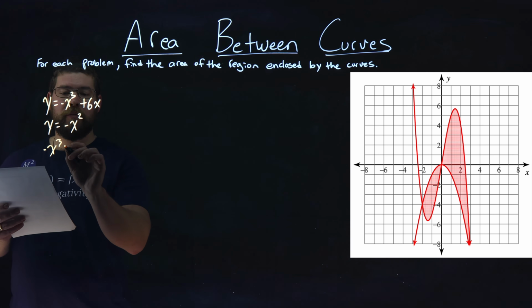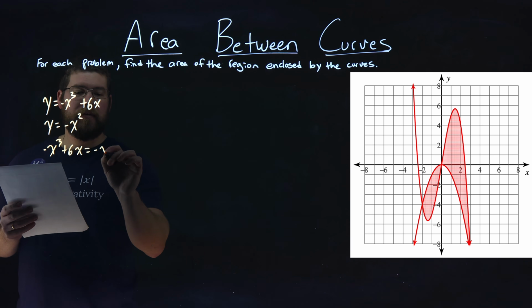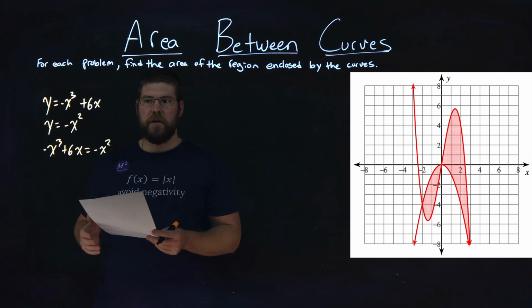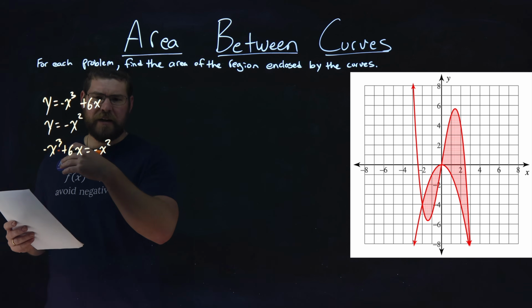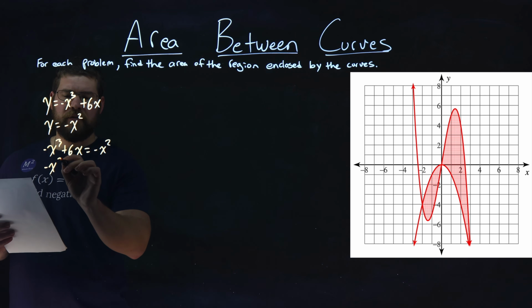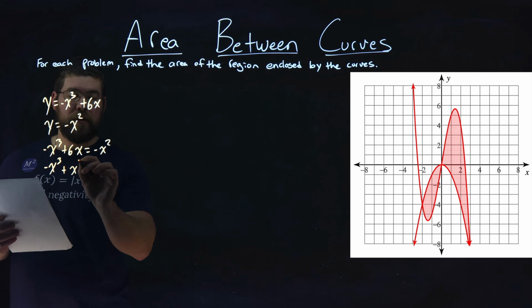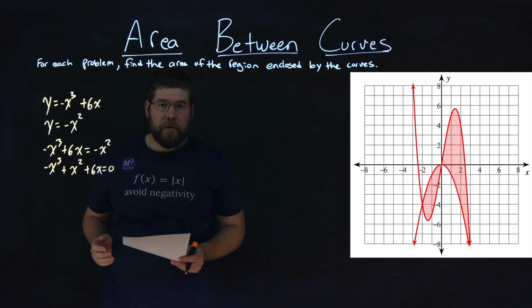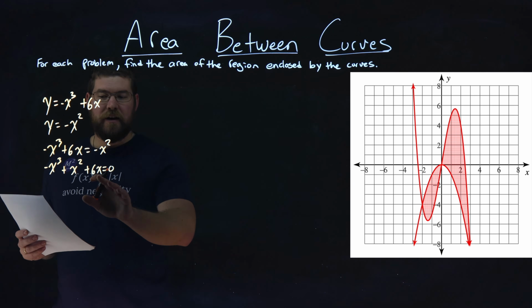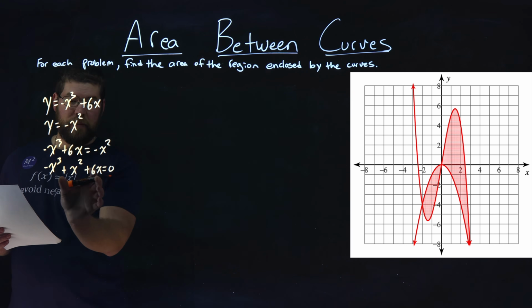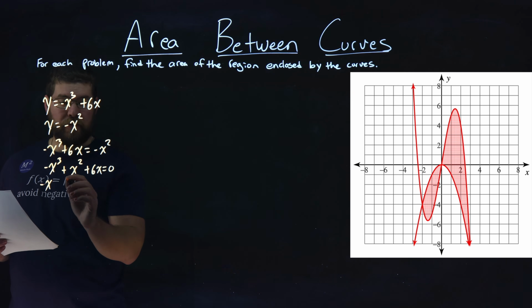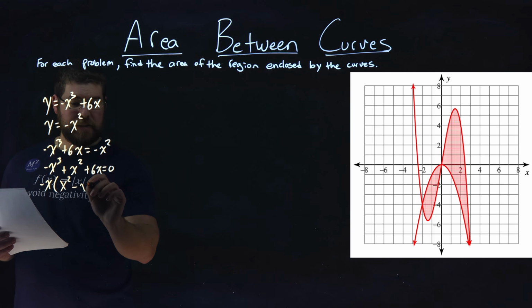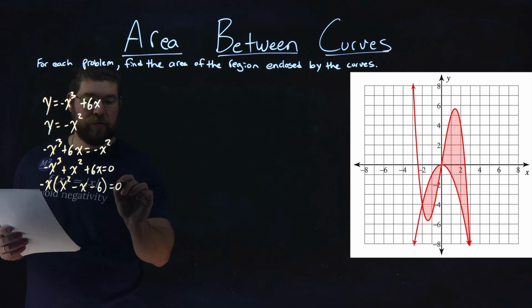Negative x to the third plus 6x equals negative x squared. And now I'm going to see what x values cause this to be equal. Well, let's solve this. Bring x squared over to the other side. We have negative x to the third plus x squared plus 6x equals 0. Now, if you're like me, I don't like seeing a negative on the first term here. So if I pull out a negative x, I'm left with a positive x squared minus x minus 6 equals 0.